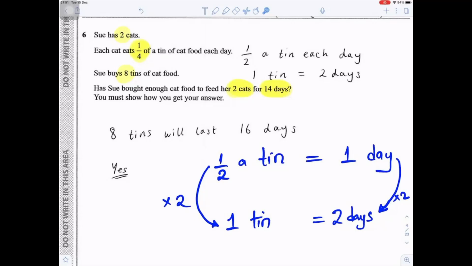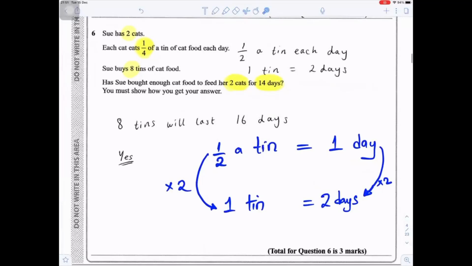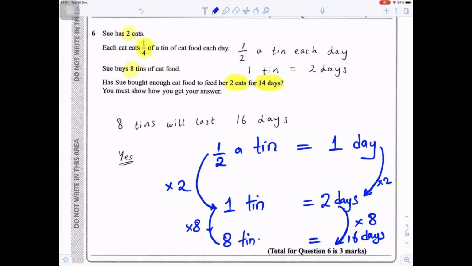So for 16 days, to go from 2 to 16, you times by 8, 2 times 8 is 16. So for 16 days, if you times by 8, it will be 8 tins. So 8 tins will last for 16 days. So the answer is yes.